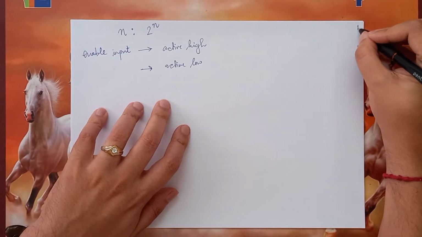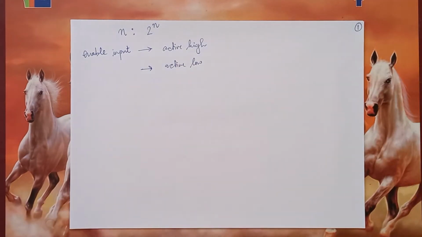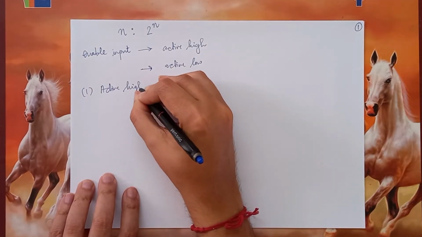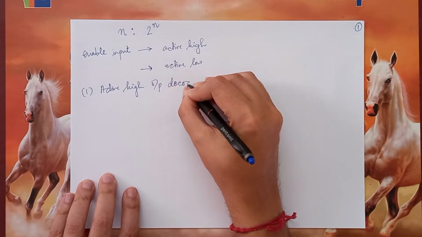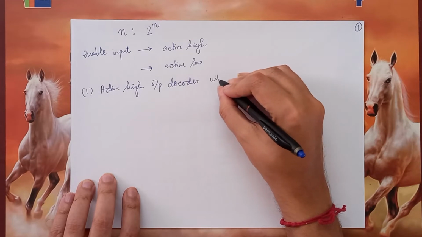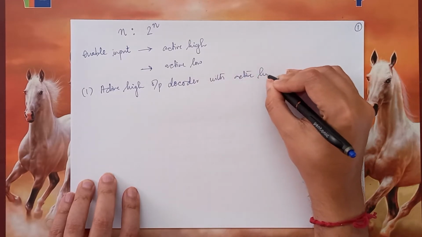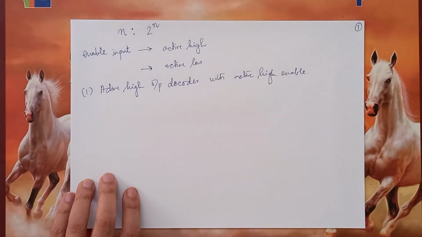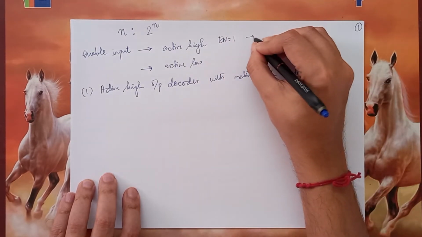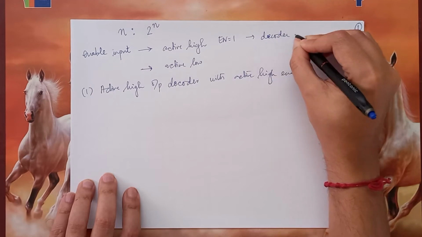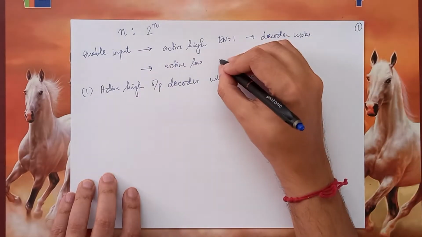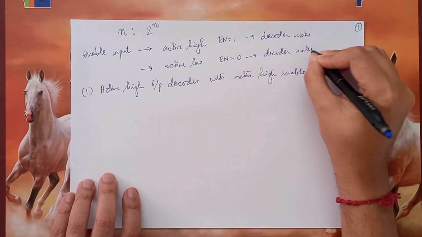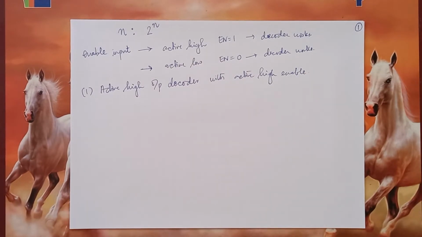Let us see one or two such examples. One example that we can see is active high output decoder with active high enable. An active high enable means what? If the EN input is 1, then the decoder is working. And active low means if the enable input is 0, then the decoder works. Otherwise, it is inactivated, just like a mux.